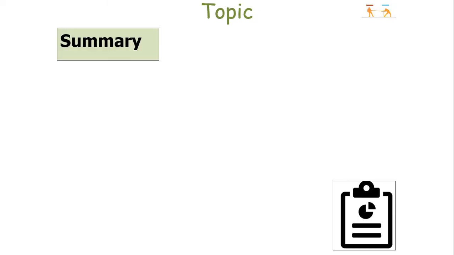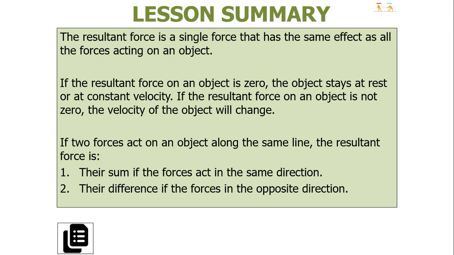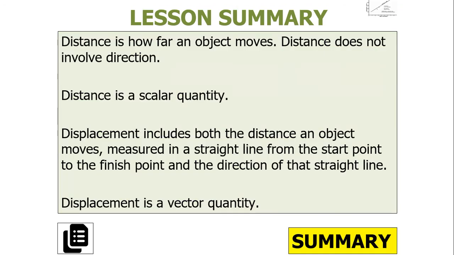So let's summarise what we've learned in this revision session. A resultant force is a single force that has the same effect as all forces acting on an object. If the resultant force on an object is 0, the object stays at rest or at constant velocity. If the resultant force on an object is not 0, the velocity of the object will change. If two forces act on the same line, the resultant force is the sum if they act in the same direction, the difference in the opposite direction.